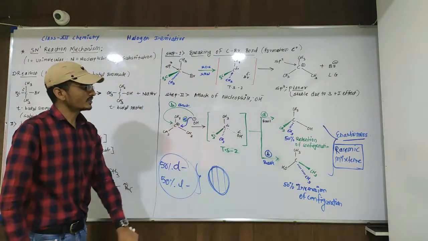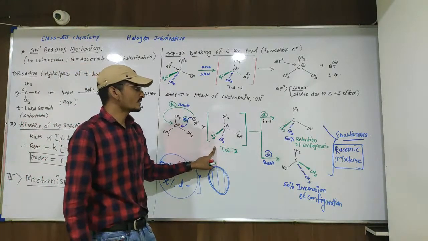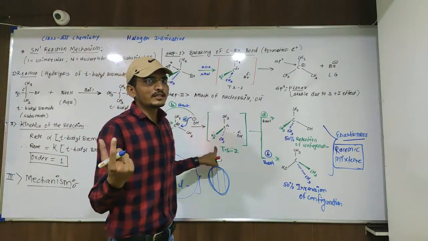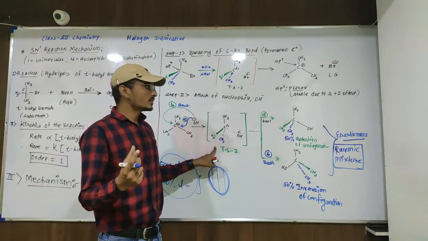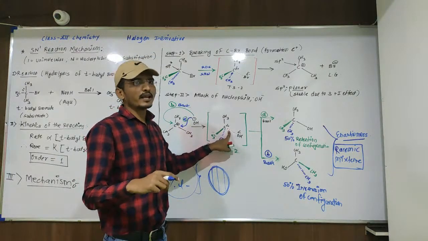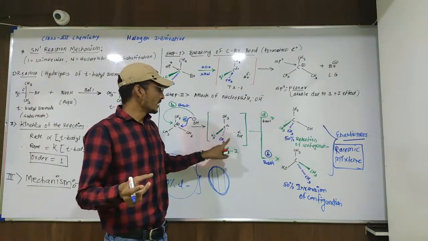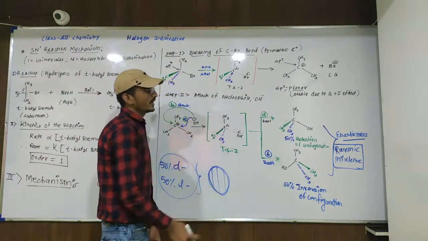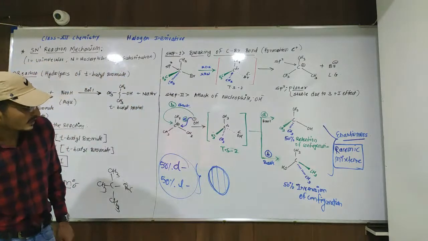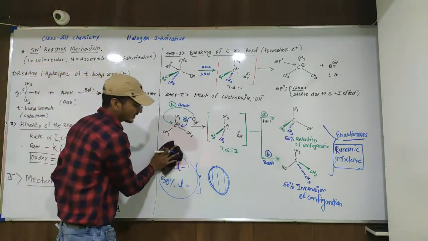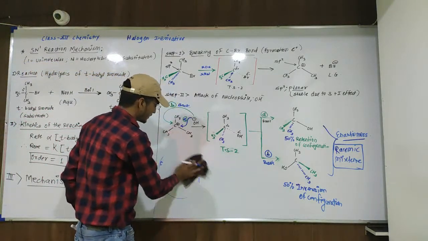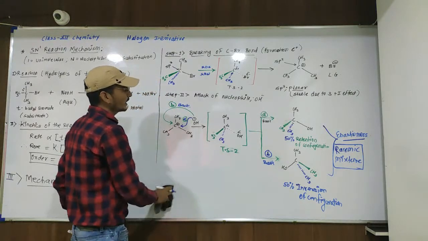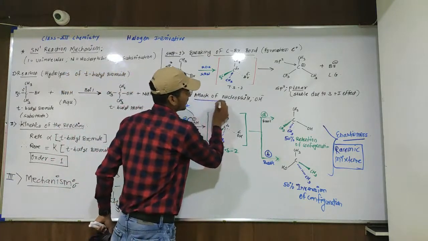And what about transition state 2? In transition state 2, the nucleophile approaches the carbon and there is a partial bond formed between the carbon and OH, that is oxygen. That state is nothing but the intermediate state, that is transition state 2. Okay, so this is about the mechanism. The next one is the energy profile diagram. I hope you understand this one.